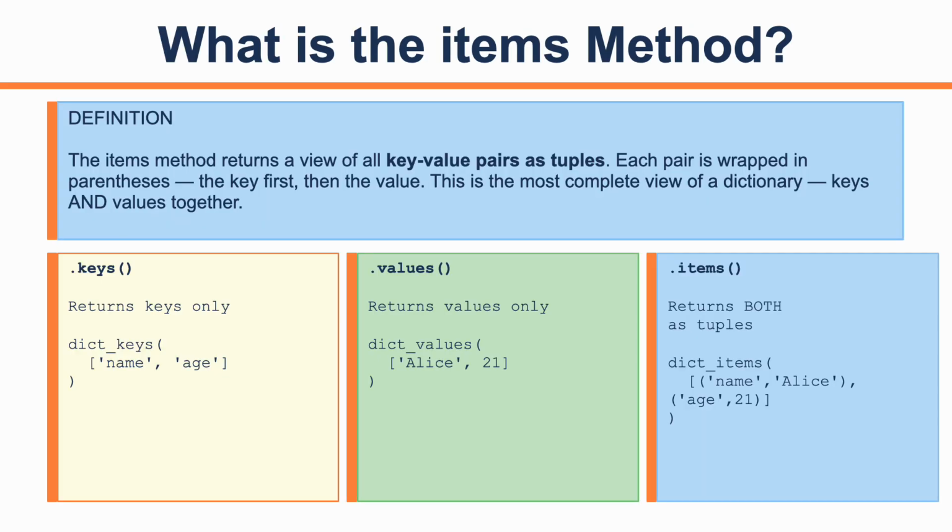The items method is the most complete view of a dictionary. It returns every key-value pair as a tuple, with the key first and the value second. This makes it the go-to method whenever you need to work with both pieces of data at the same time.